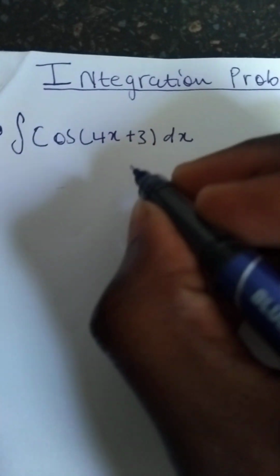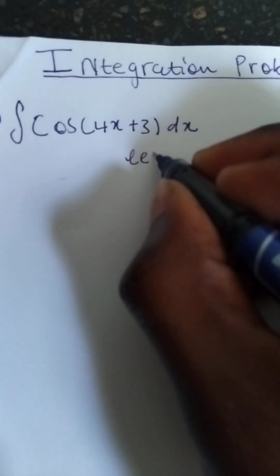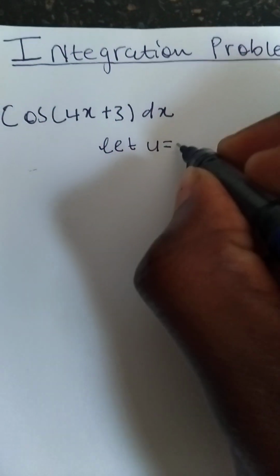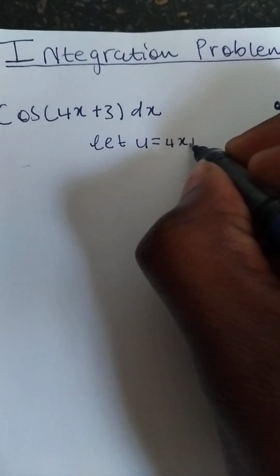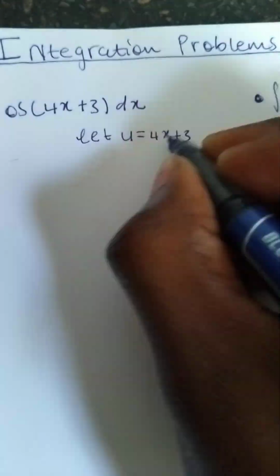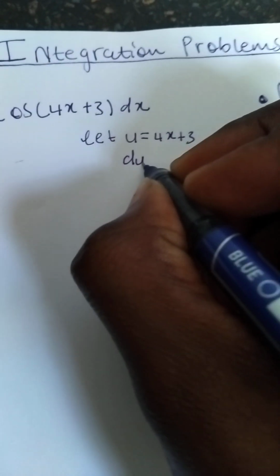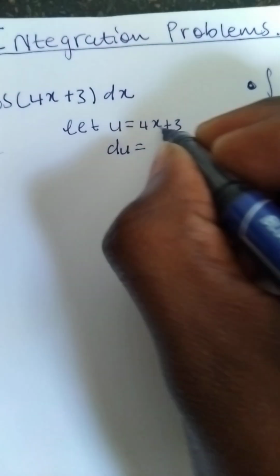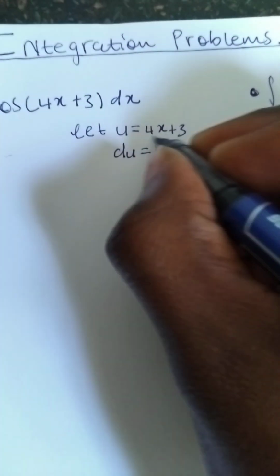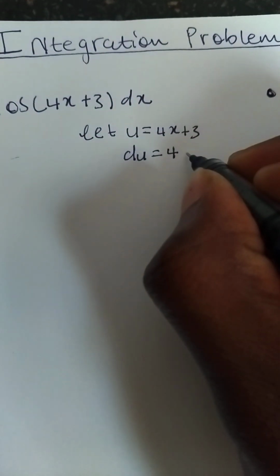So they give us the integral of cos(4x + 3). In order for you to solve this type of problem, the technique that is going to work is u substitution, okay? So you let u be equal to 4x + 3. Then when you take the derivative of that, du is going to be 4 dx. The derivative of 4x is 4, and the derivative of 3 is a constant, so it goes away.